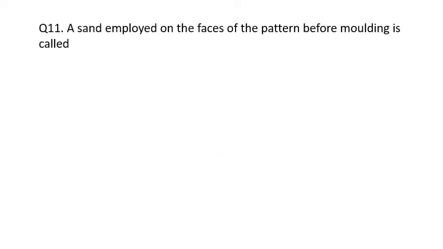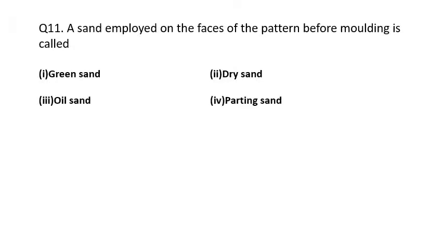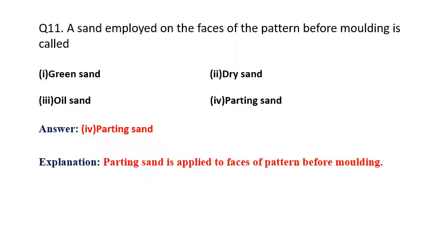Question number 11. The sand employed on the faces of the pattern before molding is called option 1 green sand, option 2 dry sand, option 3 oil sand, and option 4 parting sand. Answer, parting sand. Parting sand is applied to faces of pattern before molding.